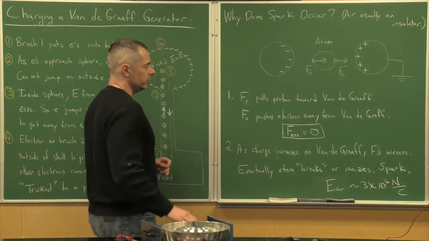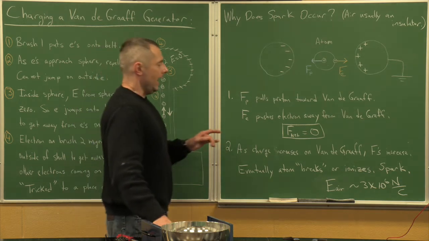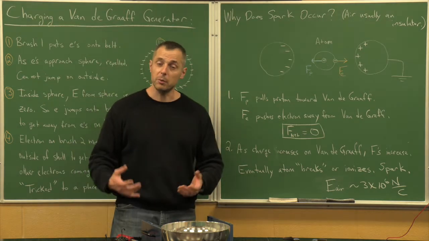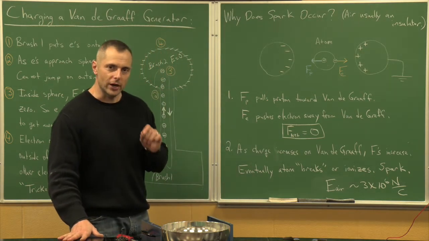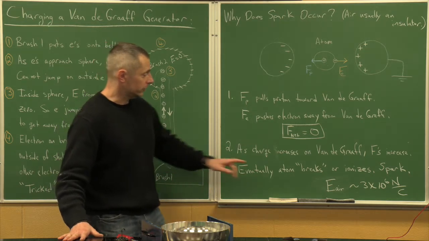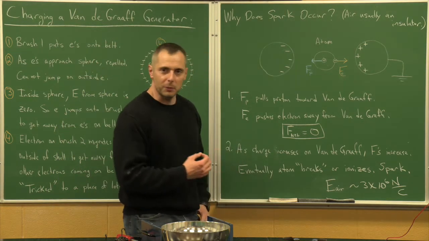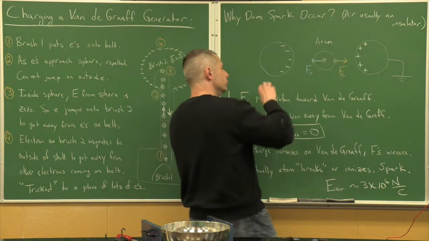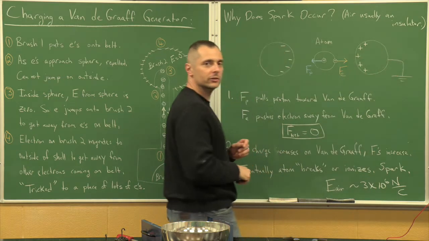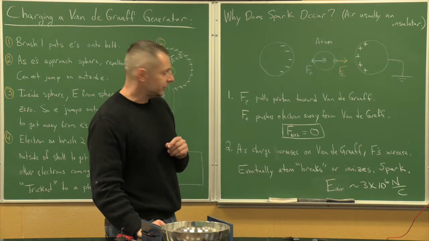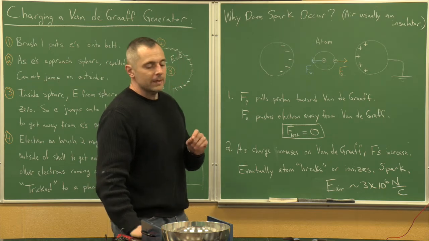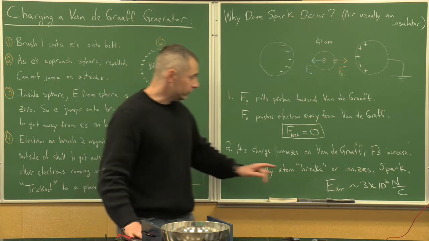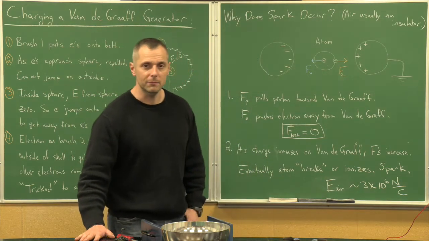As the charge increases on the Van de Graaff generator, the forces increase also. Eventually the atom breaks, rips apart. The scientific word for that is ionizing. So it ionizes. And then there's a spark. Why is there a spark? Because this electron's now free of the atom. It's not locked in, so it shoots away and sparks into this. And so we get a discharge. The air becomes conductive. Now, the approximate electric field value at which air breaks apart or ionizes is 3 times 10 to the 6 newtons per coulomb.